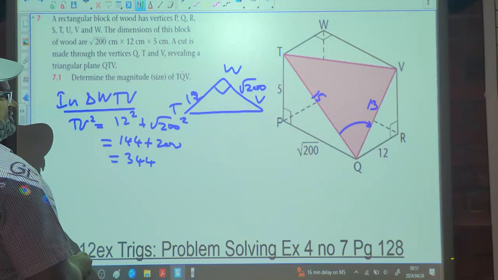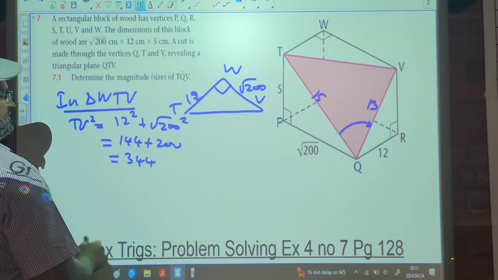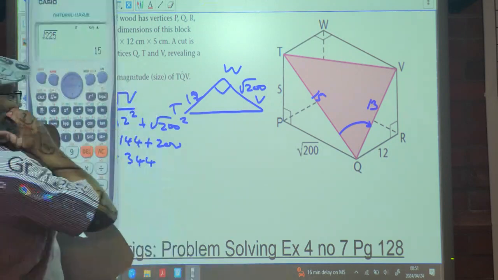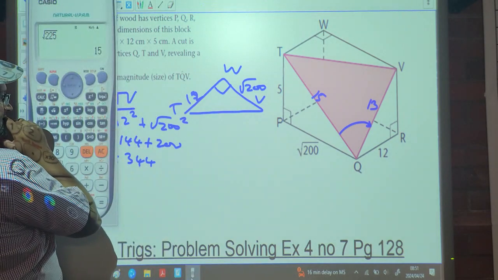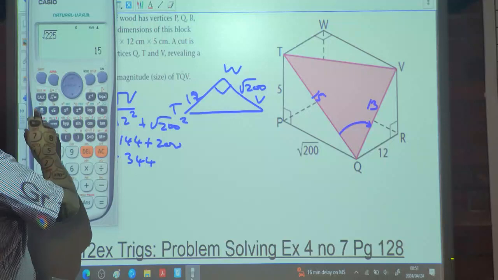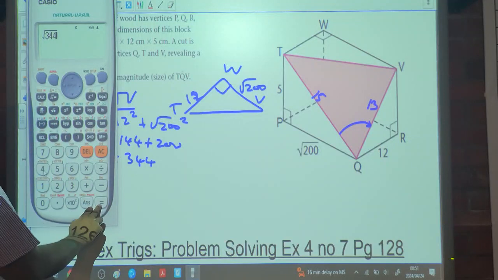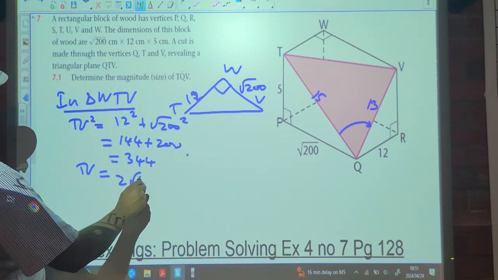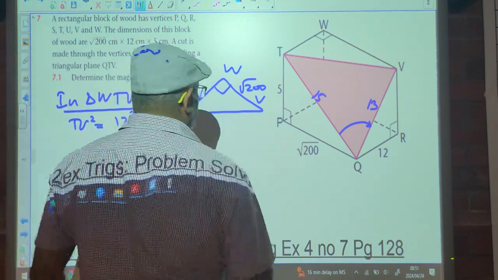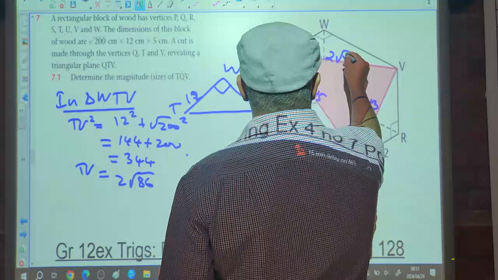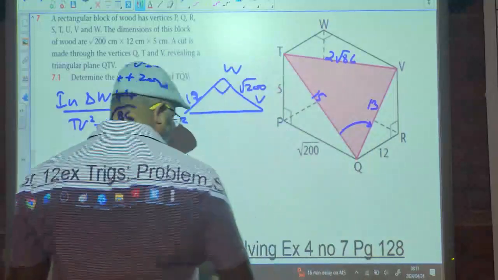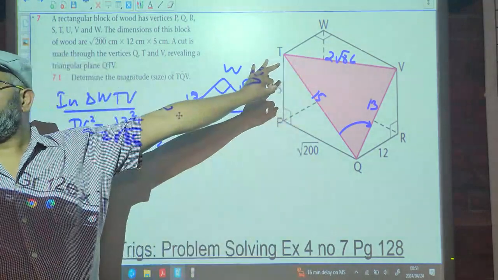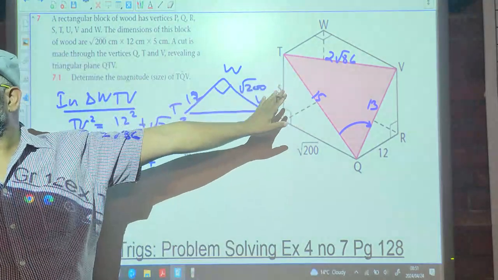Is that correct? The square root of that is not a perfect square. Sorry? 2 root 86. 2 root 86. You could have changed it to decimal if you want, but I'll keep it in that form. Alright, so what do we have, people? We have 3 lengths, so that I can calculate any angle I want.